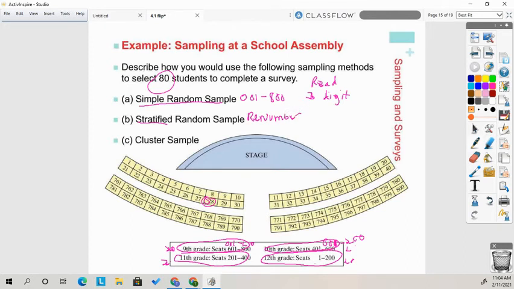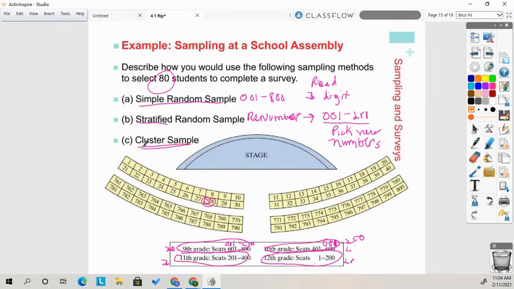Renumber, and then you renumber each grade 001 to 200, and then you pick new numbers for each group. It's kind of a pain. It's done faster on a computer.